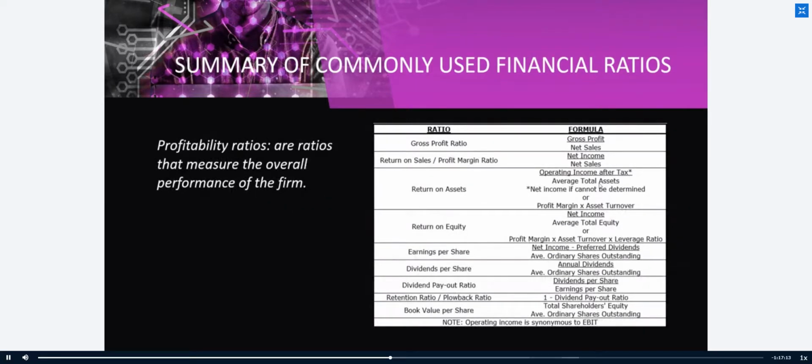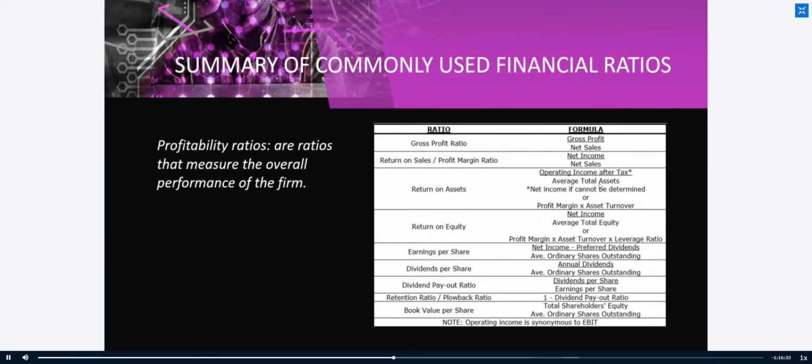Of course, we also have profitability ratios. These are the ratios that measure the overall performance of the firm. So when we're looking at the profitability ratios, which financial statement do we look into? Is it the balance sheet, the income statement, the changes in equity, or cash flow? Of course, it's your income statement. So you have your gross profit ratio, and your return on sales.